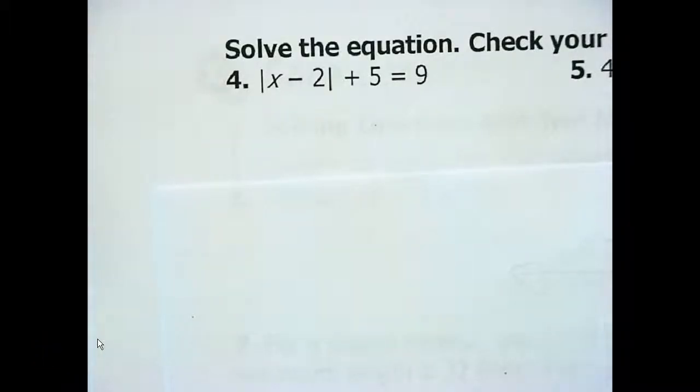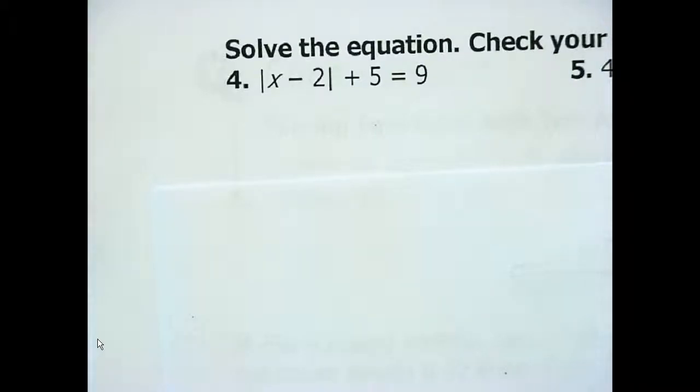Anyone know what the first step would be here? Taylor? Subtract 5 from both sides. Okay, Brian? Same thing? Subtract 5. Okay, Kaylee says the same thing. Sarah, what were you going to say? I was going to say that. Okay, you were going to say that?